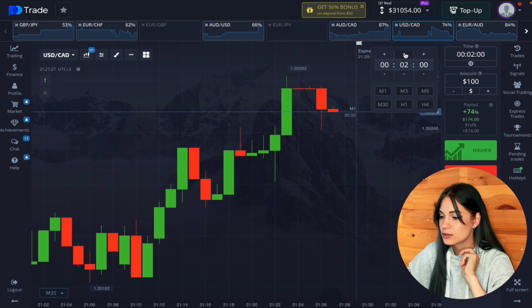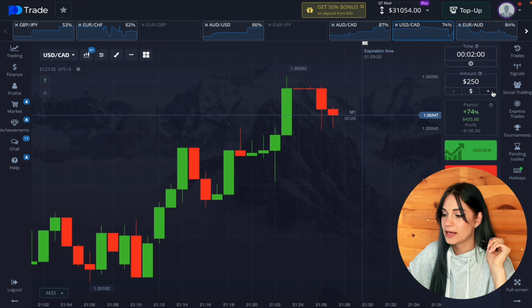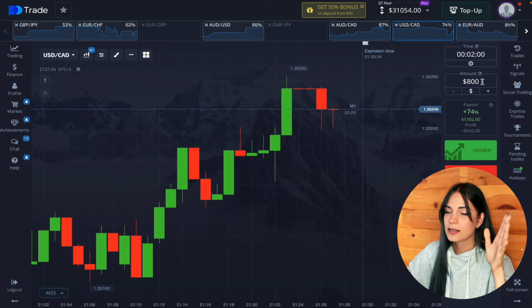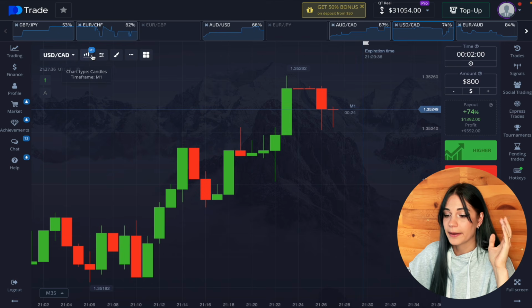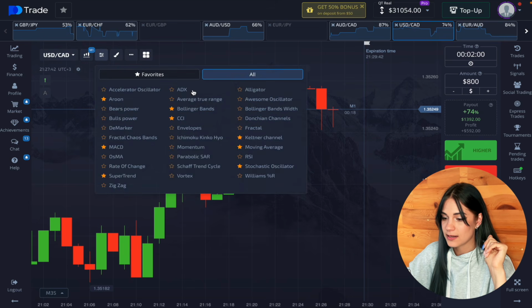Okay, finally we're getting to our trading session, and first things first, we're getting the platform ready and choosing a 2-minute expiration time. The amount of money is going to be $800. It's like 2% of my balance. Candlesticks are going to be for 1 minute, and let's add all the indicators.